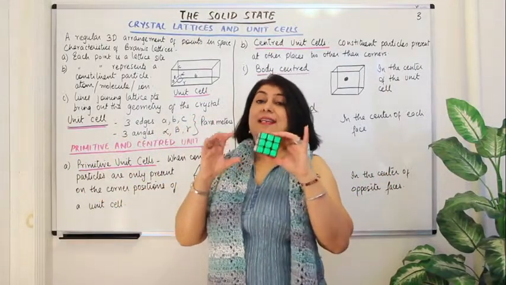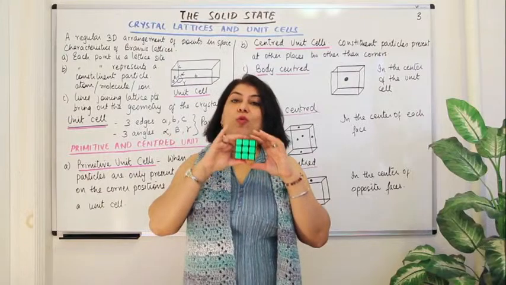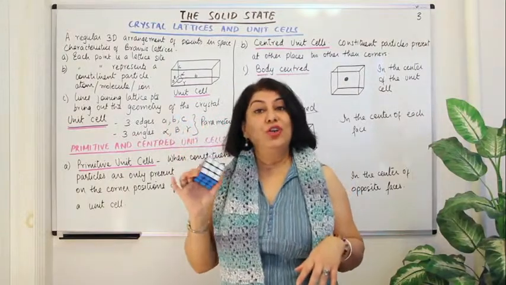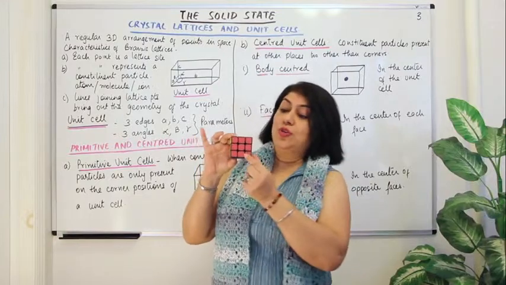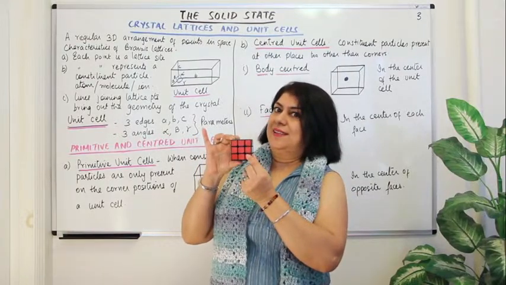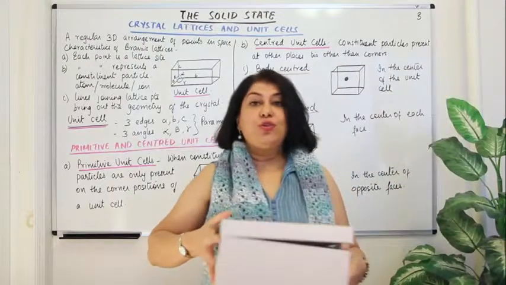Since the cube is a very symmetrical structure, what you get as a result of it is also a symmetrical cube. On the other hand, if the unit cell was not a cube, it was, let us say, a cuboid, like this shoebox.